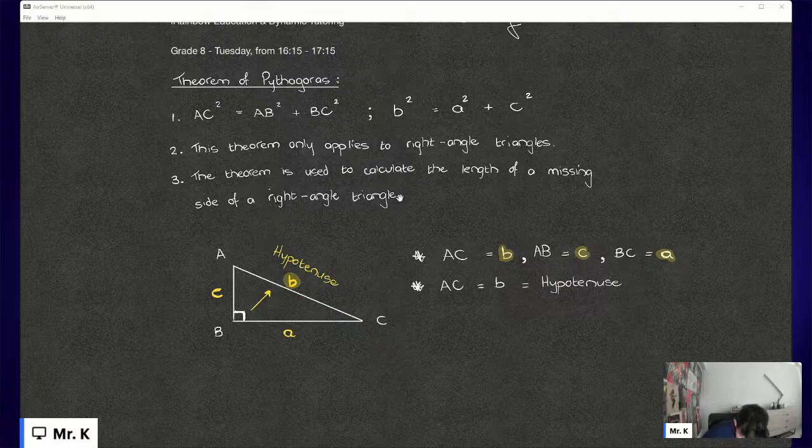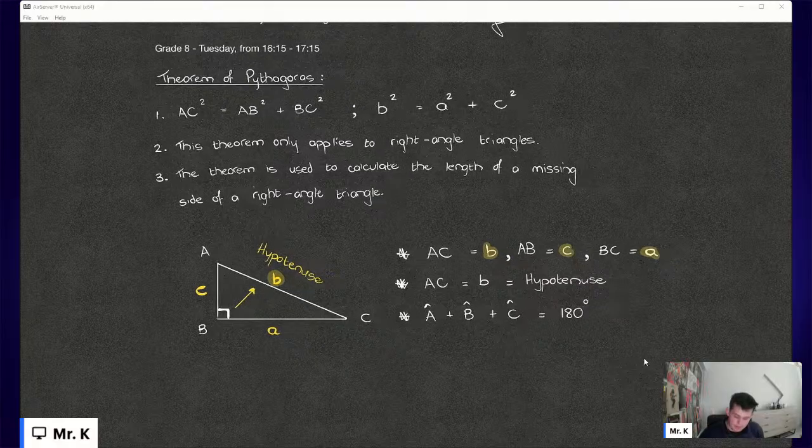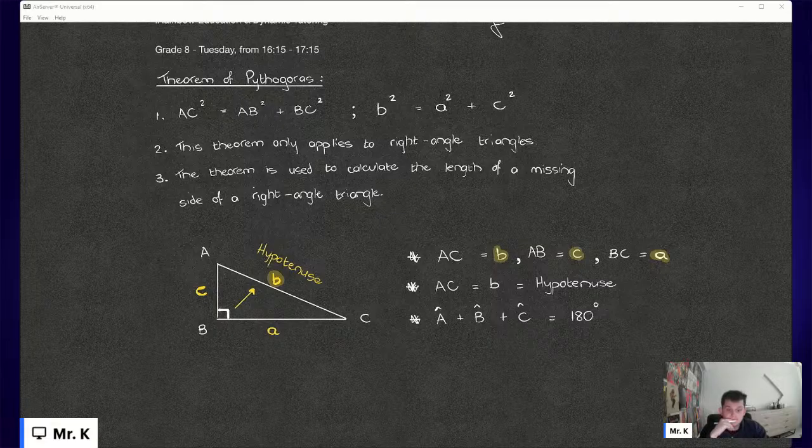And finally, we must also keep in mind that we have three angles in a triangle, right? And because this is a triangle, angle A plus angle B plus angle C must add up to a grand total always of exactly 180 degrees. Okay, so these are some important bits of information worth remembering.